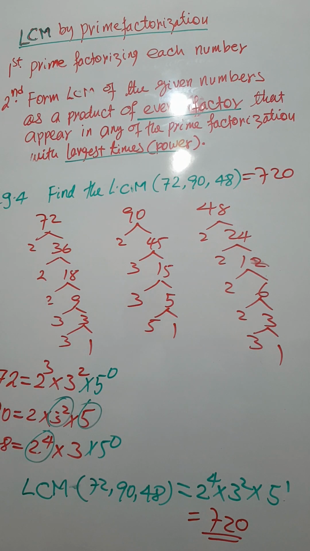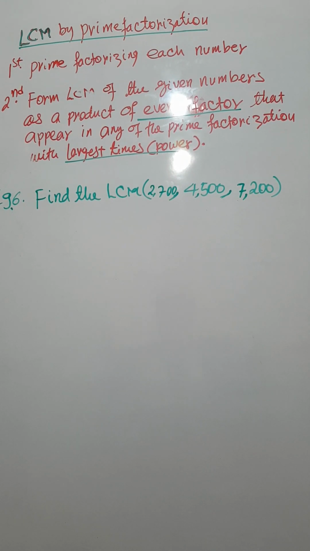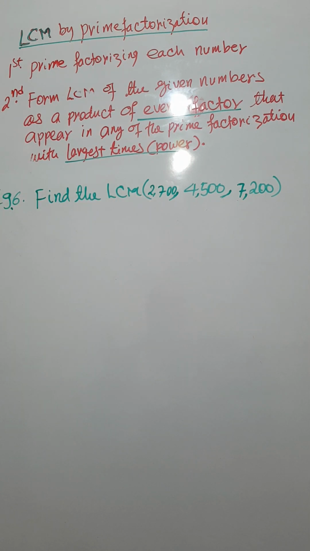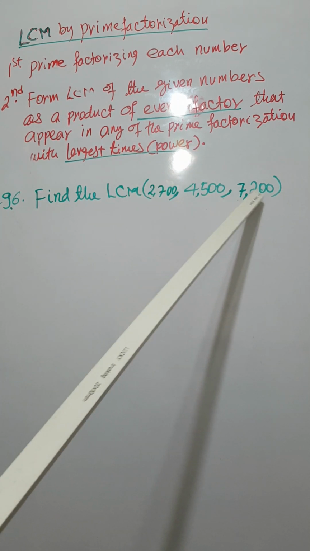So this is a good way to find the LCM of numbers. I want to add one more example, to make you confident to find the LCM of any set of numbers. Example 6: find the LCM of 2700, 400, 4500, 7200.